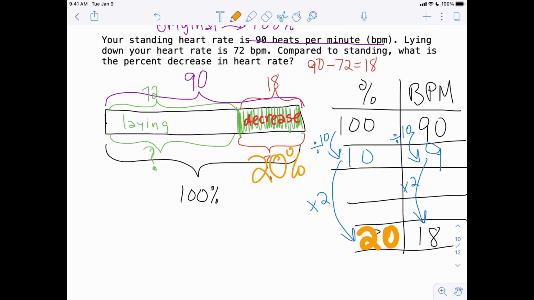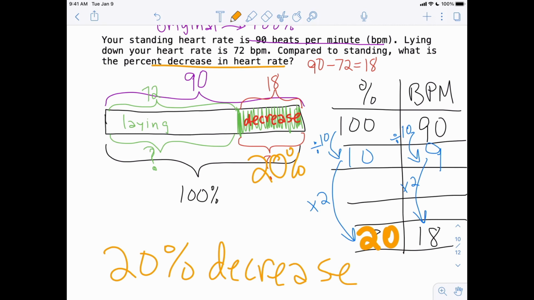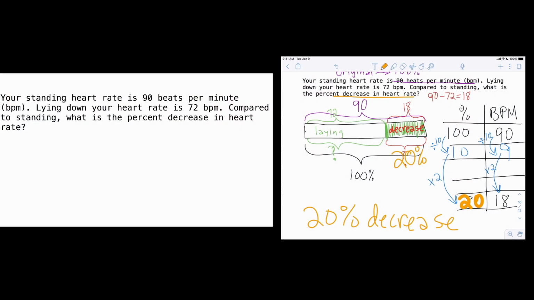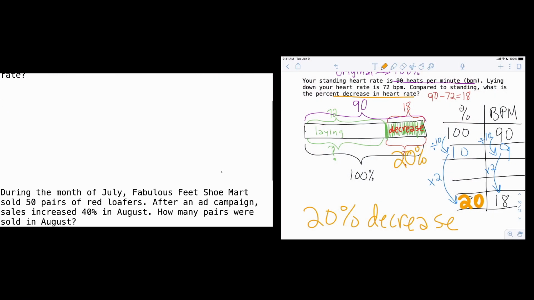So what's the percent decrease? The percent decrease is a 20% decrease. Okay? So that's it. I'm going to do one more problem just as an example. It's not terribly hard. So let's scroll down.